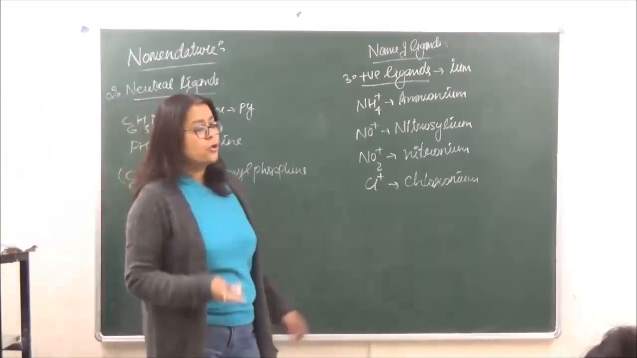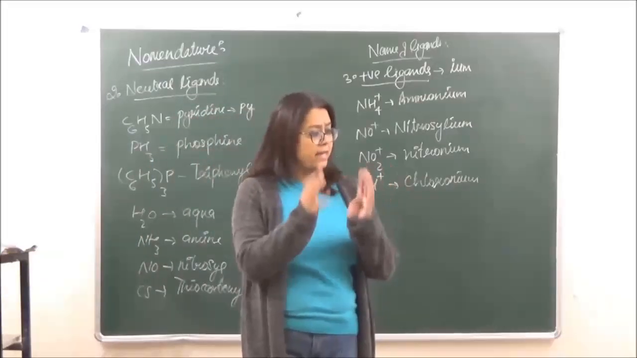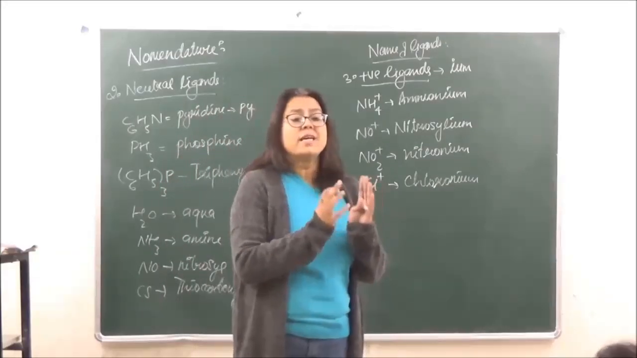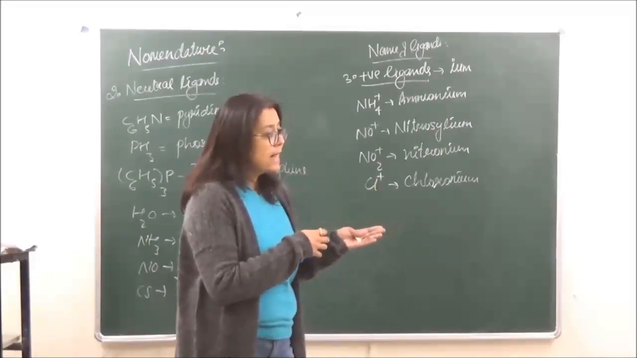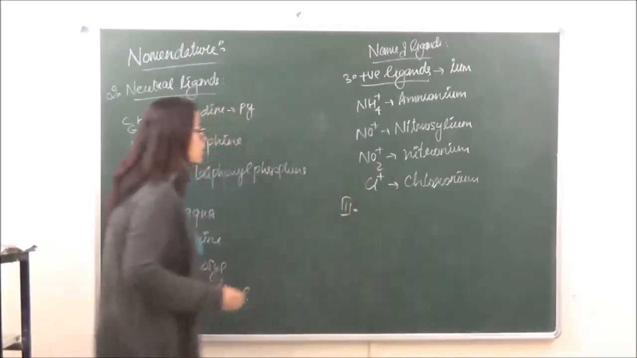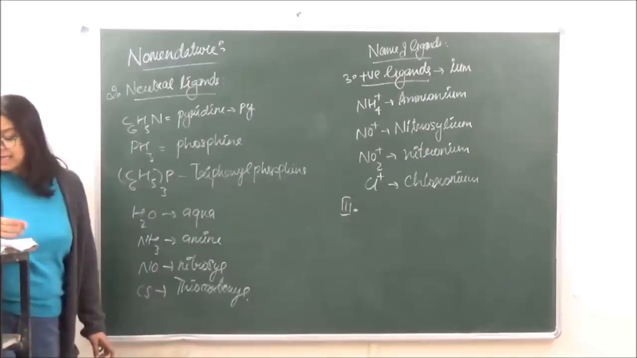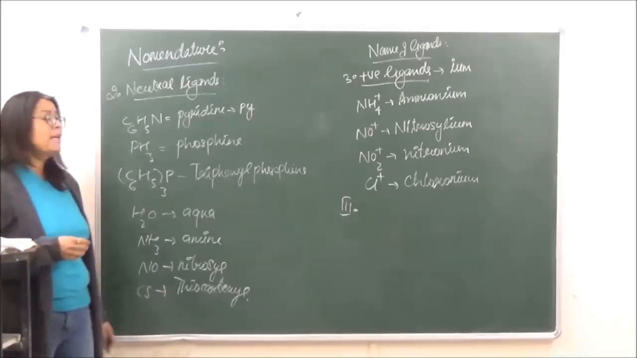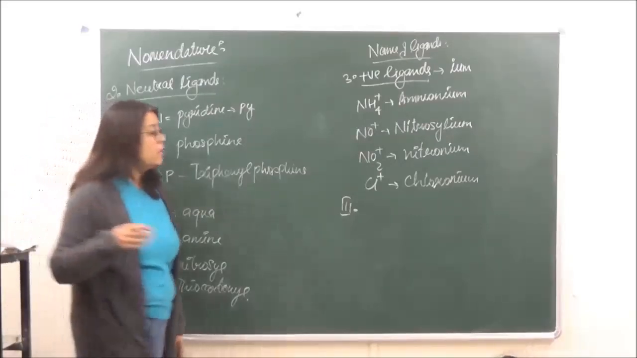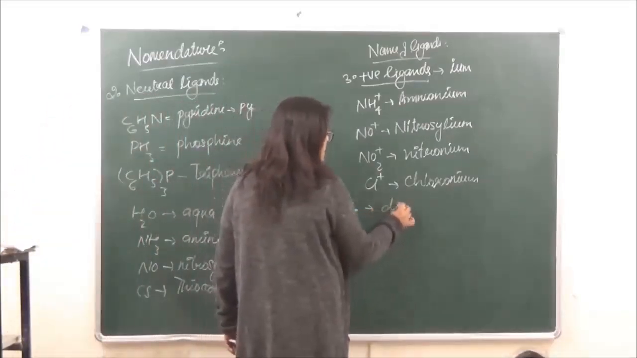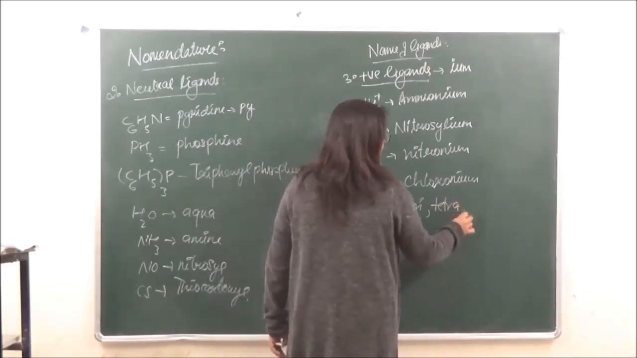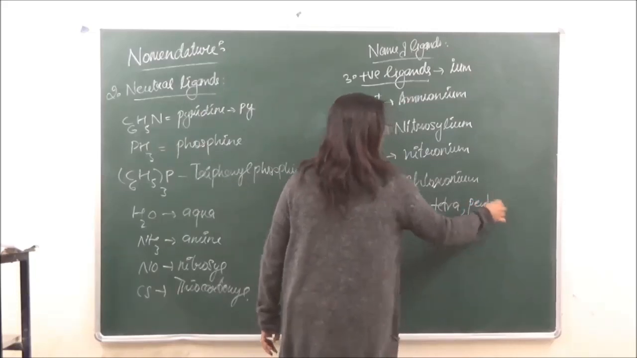So this is the second rule which we have done. In the first rule, we first name the cation and then the anion. In the second rule, if we are naming the coordination entity, we will first name the ligands and then the central metal atom. Okay? After that, the third rule which we are going to follow is that if the number of any particular ligand is more than one, then we use the Greek prefixes like di, tri, tetra, penta, hexa and so on.